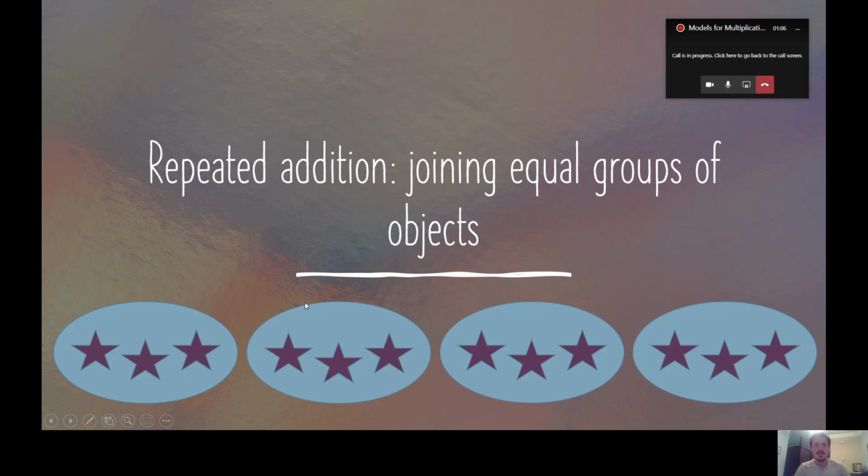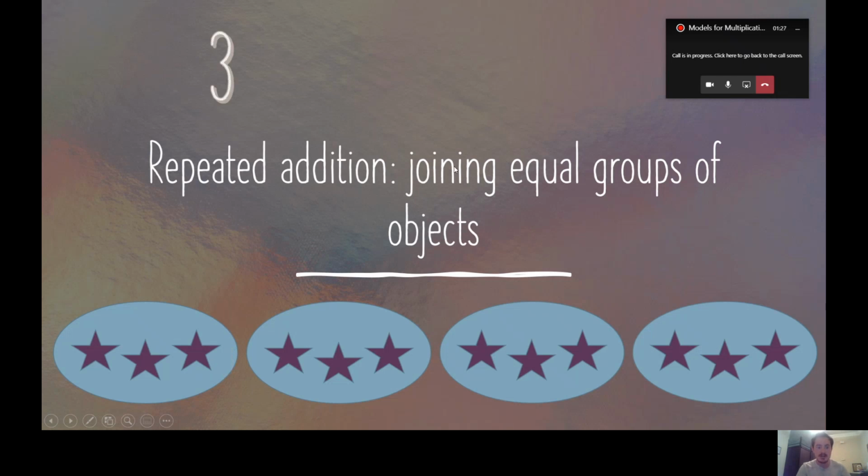Then we're going to talk about repeated addition. Repeated addition is joining equal groups of objects. So we're going to join them by adding repeatedly over and over again. So look inside of each of these groups. How many stars is in each group? 3. I have 3, 4 times.